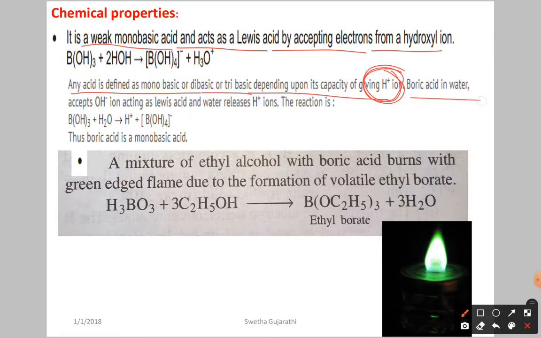So what happens to boric acid in water? If you dissolve it in water, it accepts an OH minus ion and acts as a Lewis acid. Boric acid reacts with the OH minus ion and is converted into what?